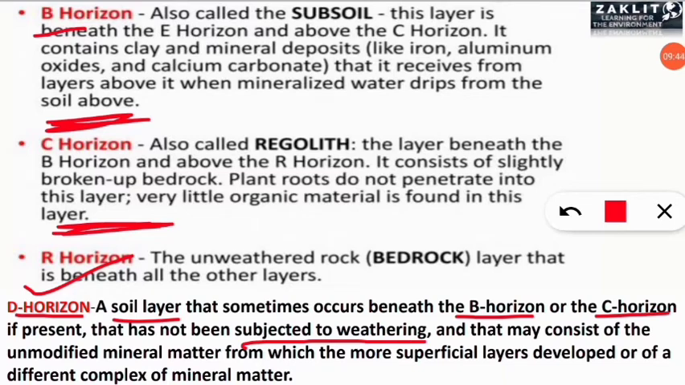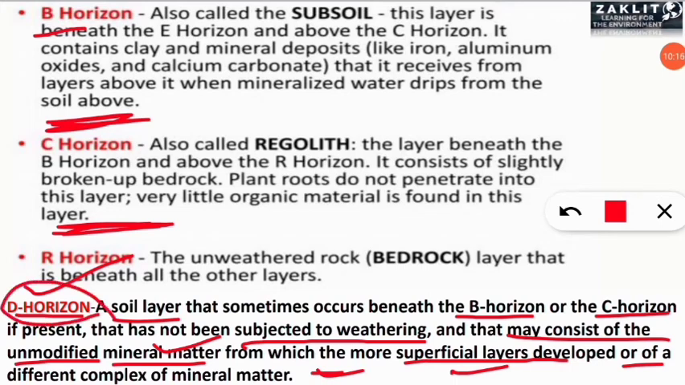So weathering does not happen here, and it may consist of unmodified mineral matter. The unmodified minerals, which are not in modified form, are found in this layer from which the more superficial layers developed, or of a different complex of mineral matter. So this is very different. If we try to denote or identify it, it is very difficult. But if it has unmodified mineral matter and more superficial layers developing from the complex mineral matter, then it will be termed the D horizon. So you should know that it sometimes occurs below the B or C horizon.